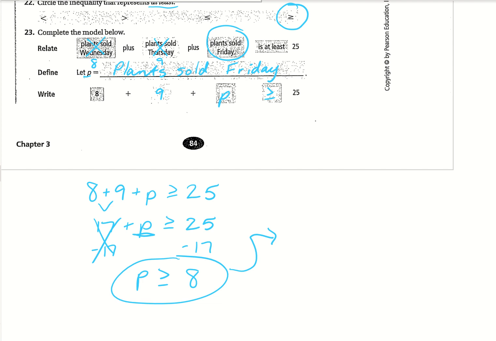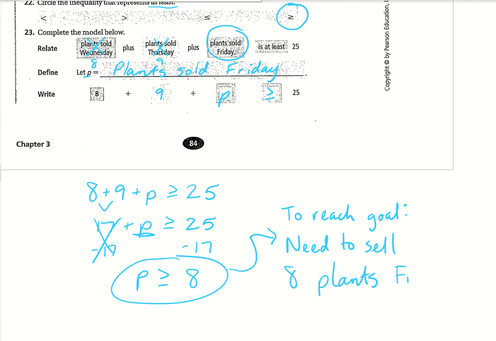So anyway, we have P is greater than or equal to 8. This tells us that in order for them to reach their goal, they need to sell 8 plants Friday. That's what that tells us.